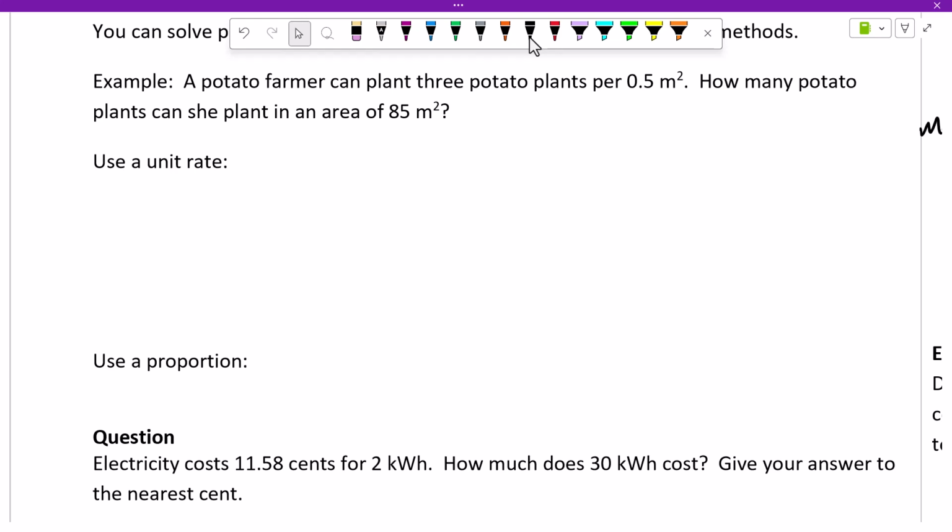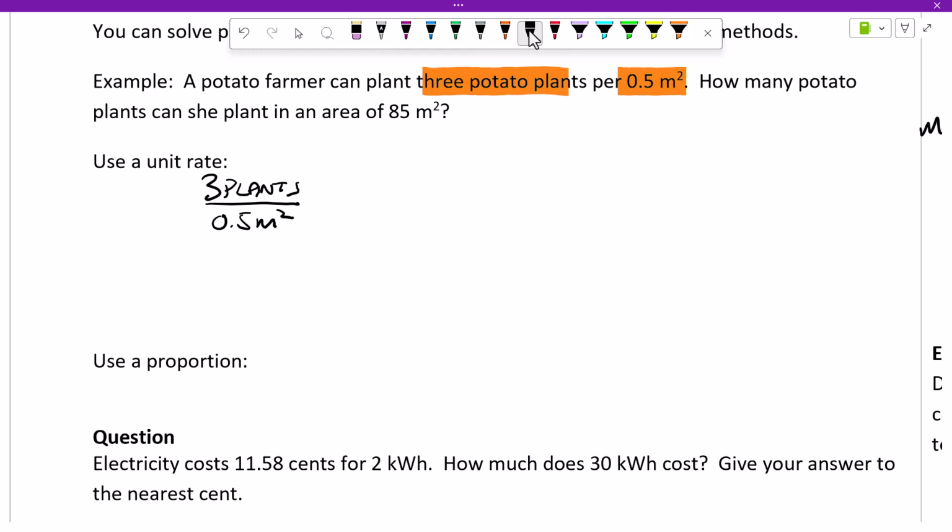So they gave us this information here. There are 3 potatoes for this much land, right? Remember, the per means divide. So we go 3 plants per this much land. Now we grab our calculator out and we divide those two numbers. What's 3 divided by 0.5? Can you guys do that in your head? 1.5. Not 1.5.